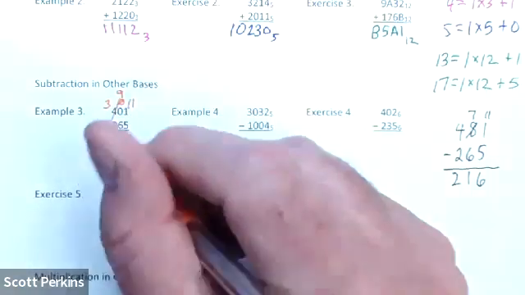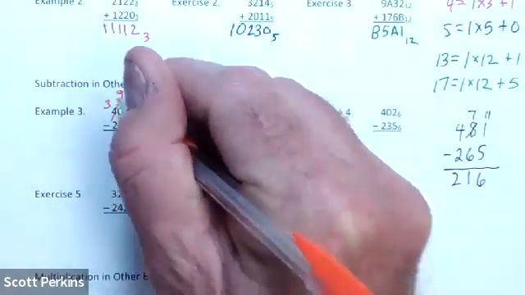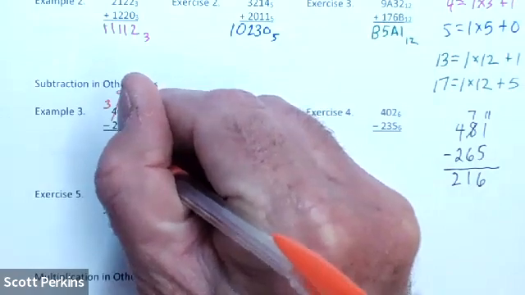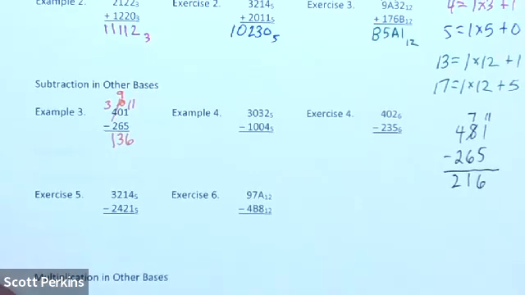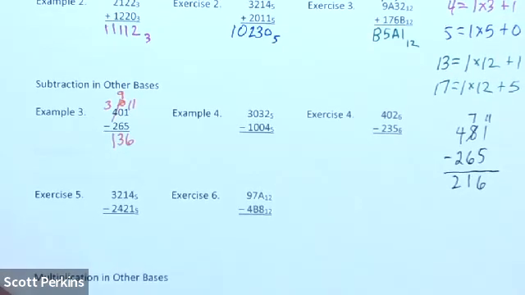So 11 minus 5, that becomes 6. 9 minus 6 is 3. 3 minus 2 is 1. And we end up with 136. So now at long last, we can do this with another base. I'm going to do with you example 4 right there. I've got 3032 base 5 and 1004 base 5. So let's see how it goes.